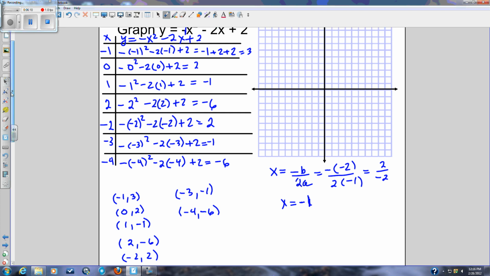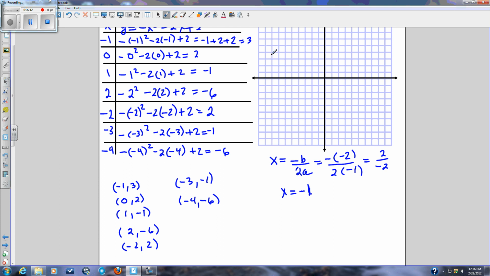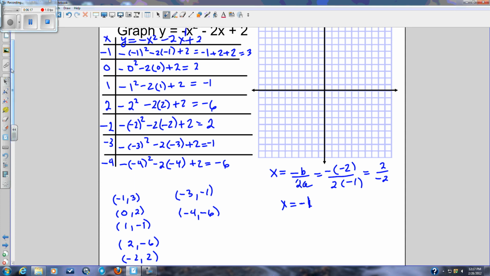So let's go ahead and do this. Let's graph our points. So we have negative 1, 3, which is right here, 0, 2, 1, negative 1, 2, negative 6, negative 2, 2, negative 3, negative 1, and negative 4, negative 6. And notice we are getting a horseshoe shape.